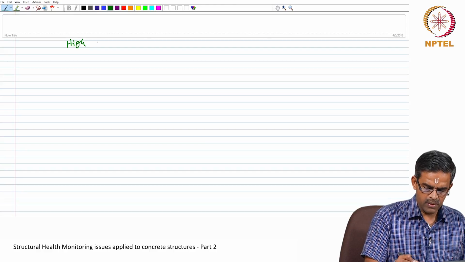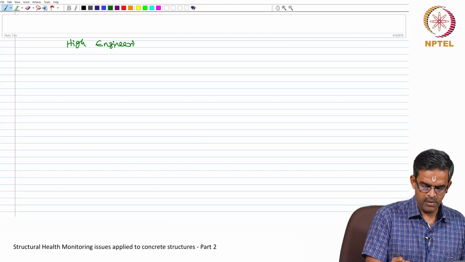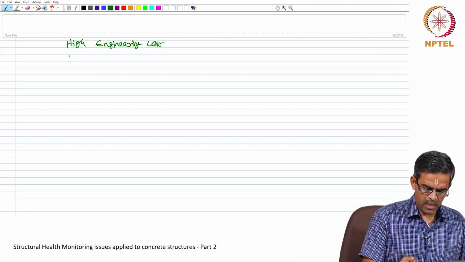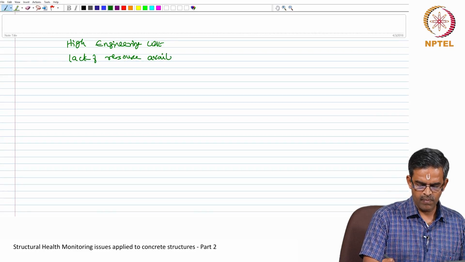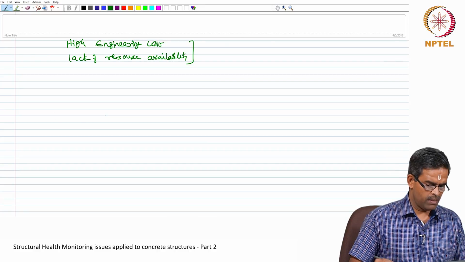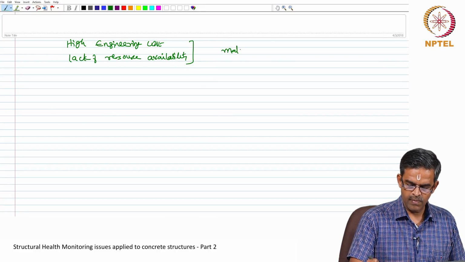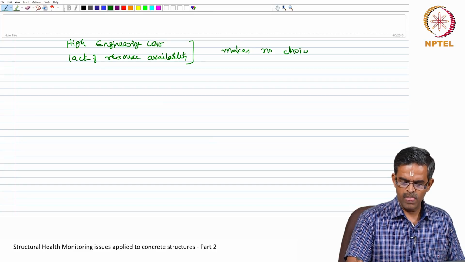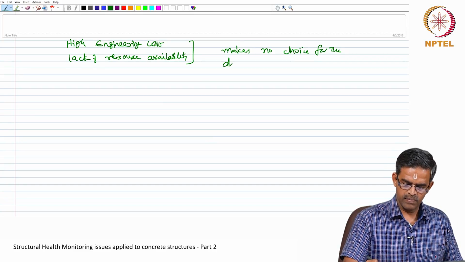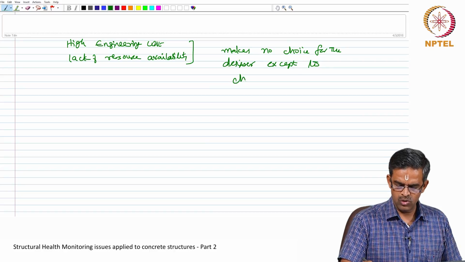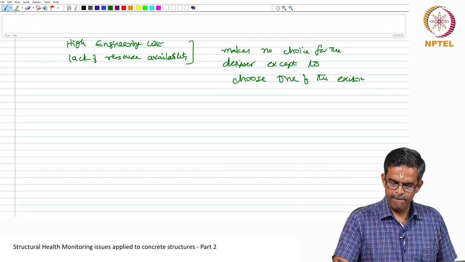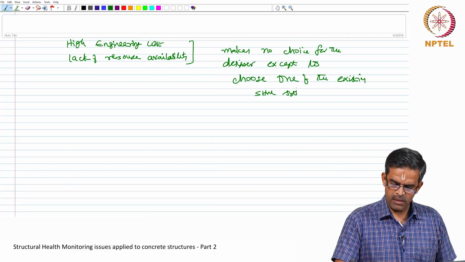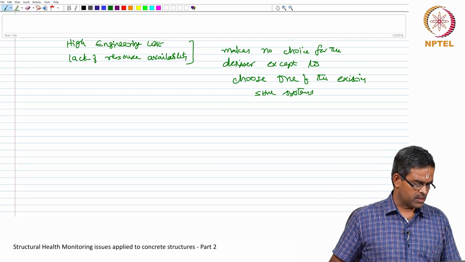High engineering cost, lack of resource availability, actually makes no choice for the designer except to choose one of the existing health monitoring schemes or systems.